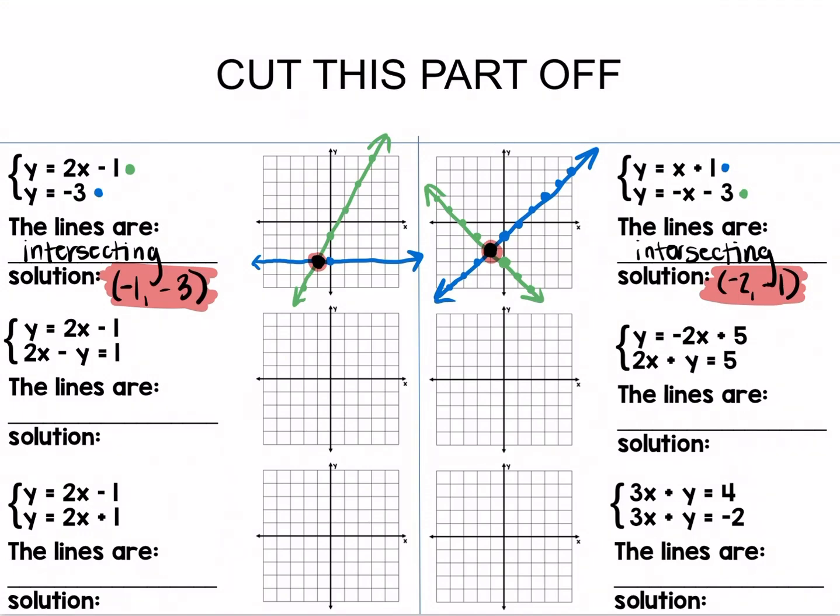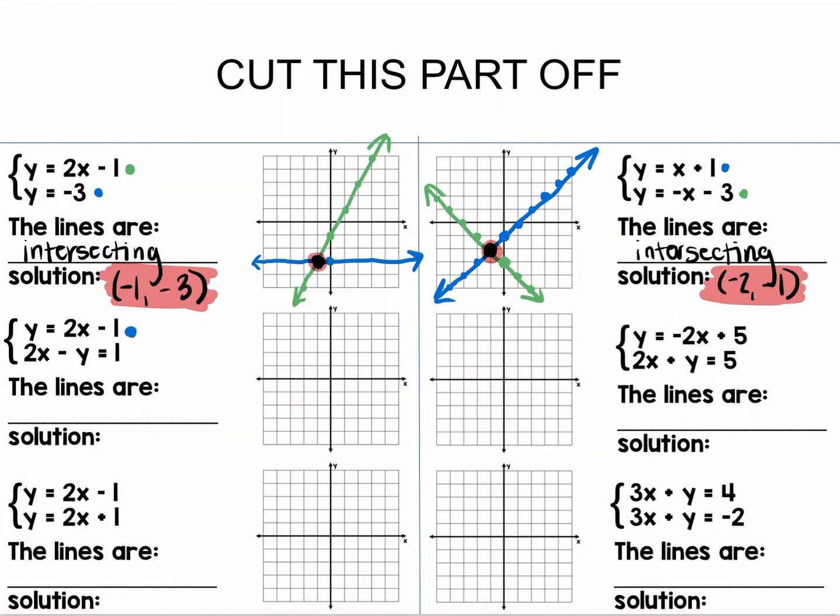Okay, so now let's go to the next two. y equals 2x minus 1, and 2x minus y equals 1. Okay, so we're going to graph these. Now, remember that if you have standard form, you can do one of two things. You can graph it in standard form, or you can rearrange it. It doesn't matter. It's kind of up to you.